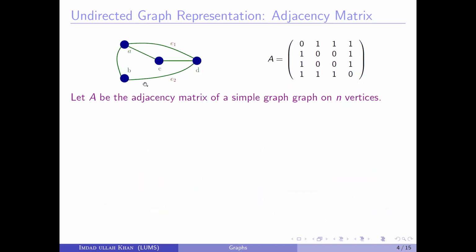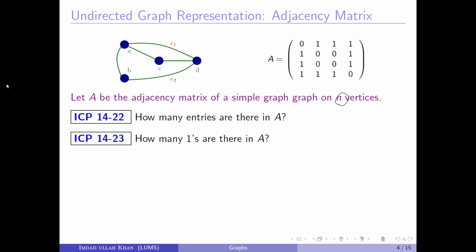Here is another smaller graph given with its adjacency matrix A. Question, we've already figured it out. You can take a small pause to answer the question. How many entries are there in A? Same as the size of the matrix, which is V cross V. Or if we denote the number of vertices by n, it's n squared. How many ones are there? Think. The first answer is n squared. How many ones are there?